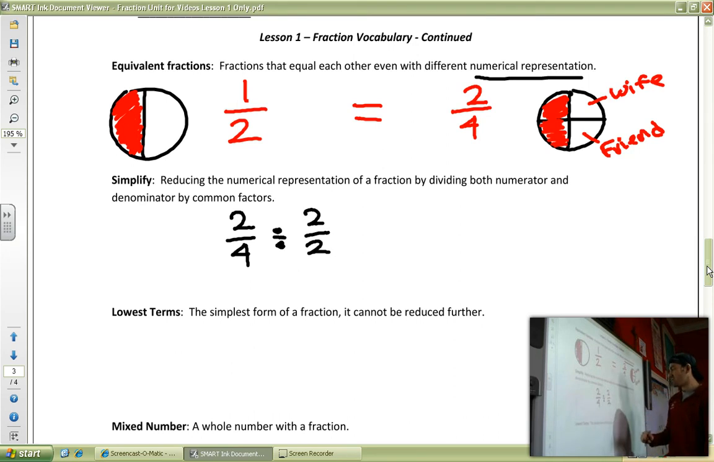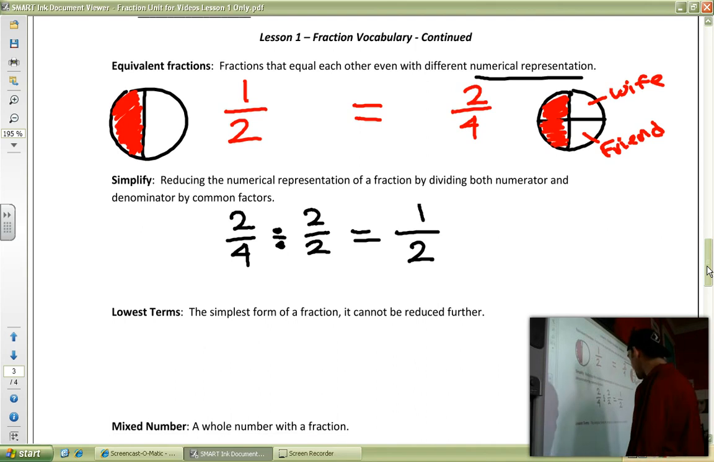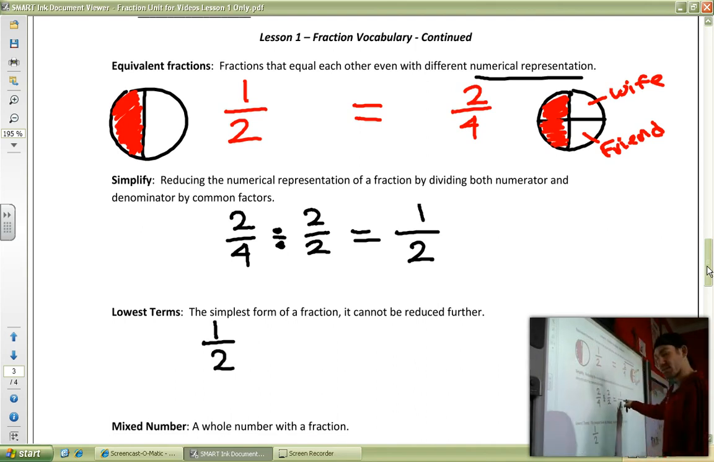So if I divide by 2/2, if I have 2 parts of 2 total parts, I have 1 whole. So I'm really just dividing by 1 here. 2 divided by 2 is 1. 4 divided by 2 is 2. I have now reduced, okay? Lowest terms, the simplest form of a fraction, it can be reduced no further, okay? 1/2. My example from up there, I can't reduce that any further. There are no more common factors besides 1. But if I divide it by 1, 1 divided by 1 is 1, 2 divided by 1 is 2, I get the same fraction. Can't make it any smaller.